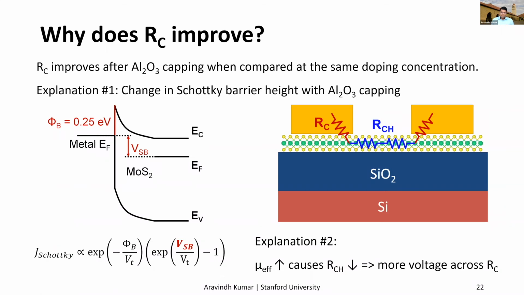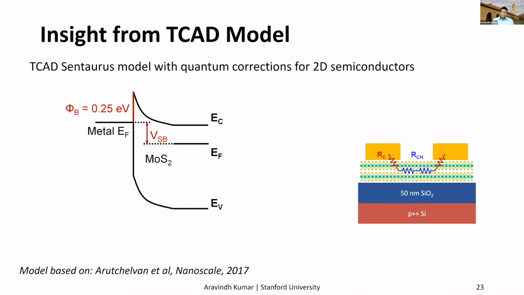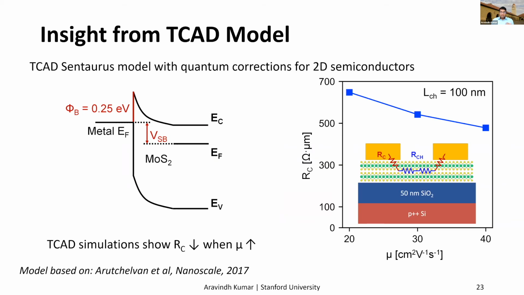To test this hypothesis, we did TCAD simulations of this MoS2 transistor. For a fixed Schottky barrier height of 0.25 eV, the contact resistance does go down as a function of mobility for 100 nanometer channels. The takeaway from here is that when comparing two different contacts, we must ensure that the compared devices show similar mobility.